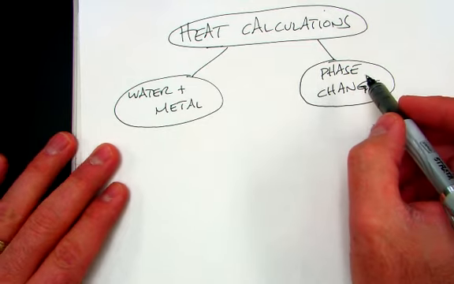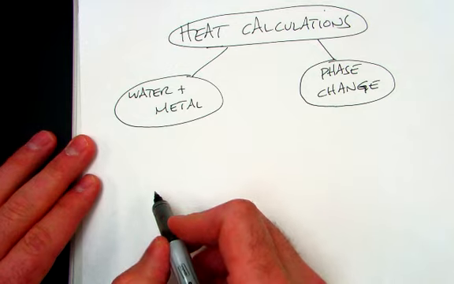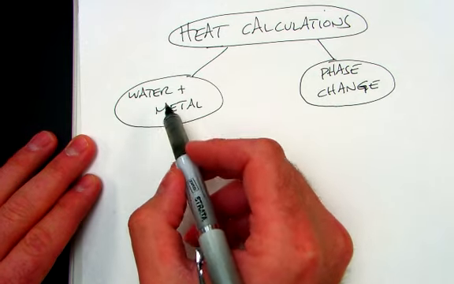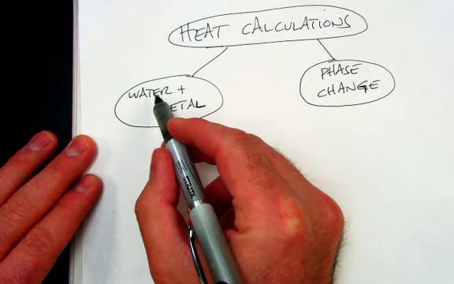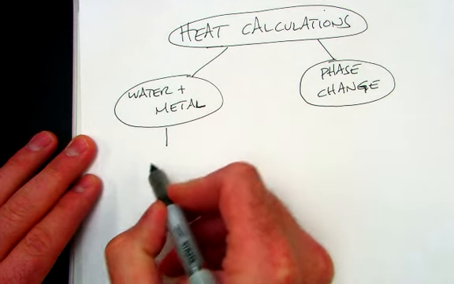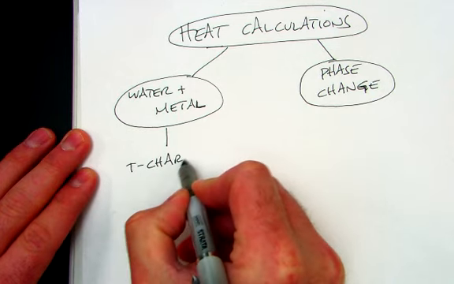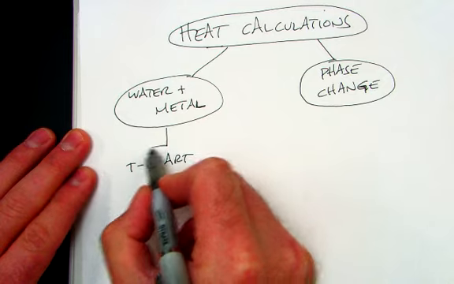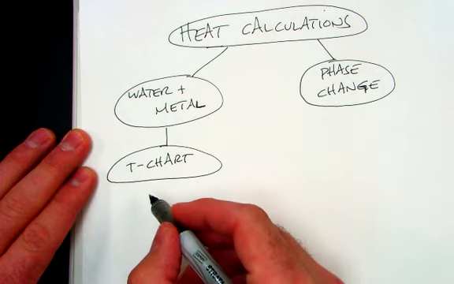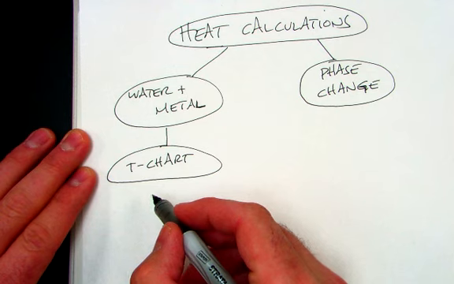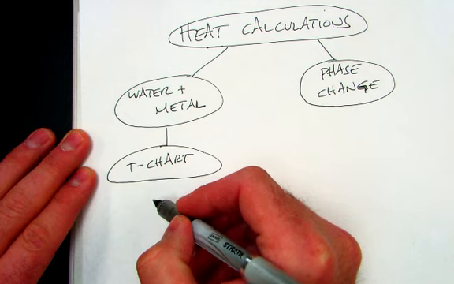The first thing you want to do is read through it, and from there you can develop your strategy. If you're dealing with a situation where usually it's a metal that's hot and the water is colder, the strategy that you want to use right away is to make a T-chart. A T-chart is going to be very helpful to organize all that information. The T-chart is going to have your mass, your specific heat, your T-final and your T-initial. That's going to help organize all your information.